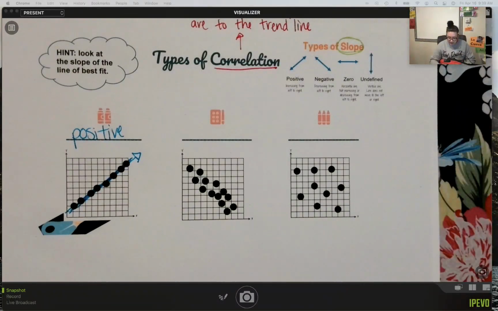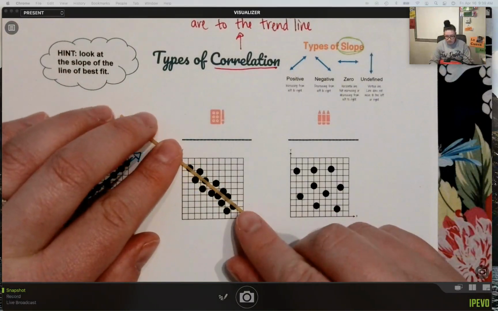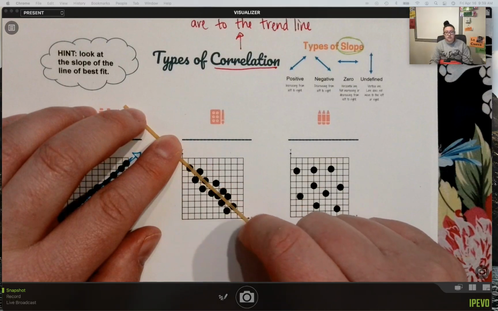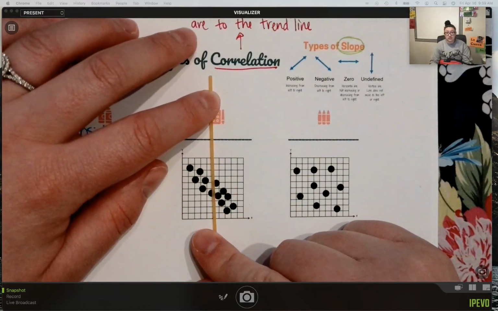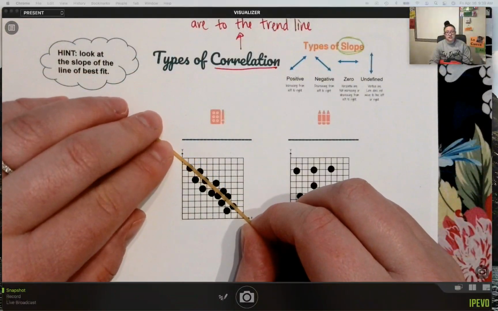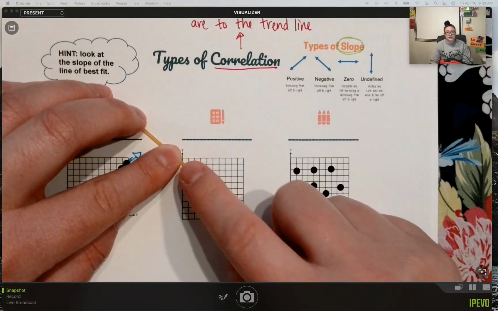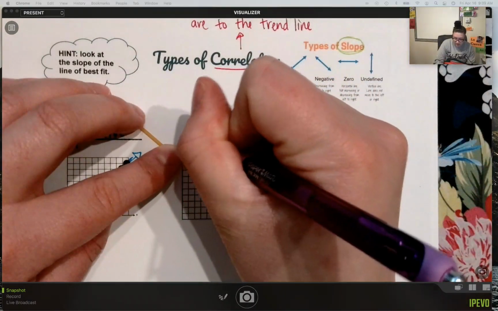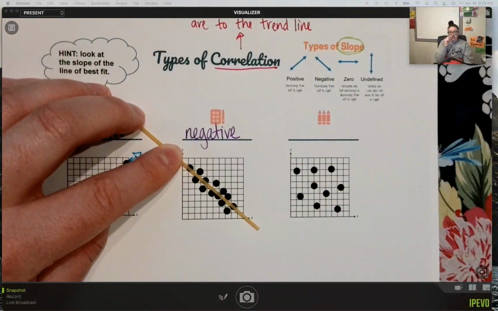Looking at my next line, what direction are my dots going? My dots are going down. They're decreasing as I go from left to right. Again, a line like this, yeah, that's the middle, but my dots are not close to my line. I want my dots close to my line of best fit. So what kind of slope does this trend line have? It has a negative slope. It would have a negative correlation.